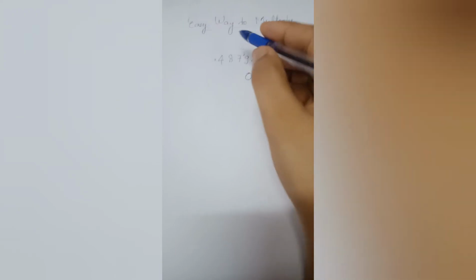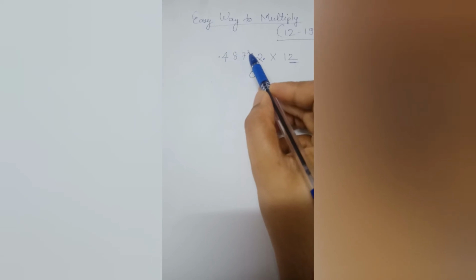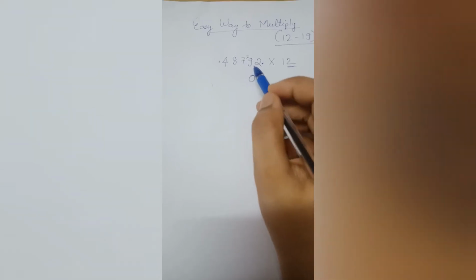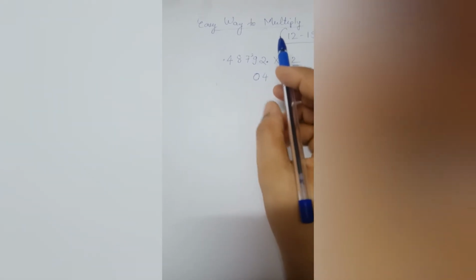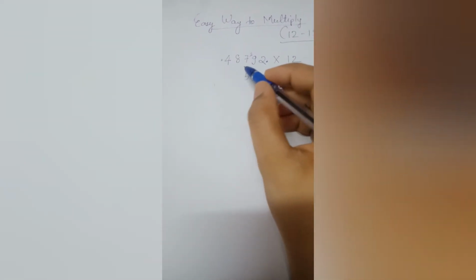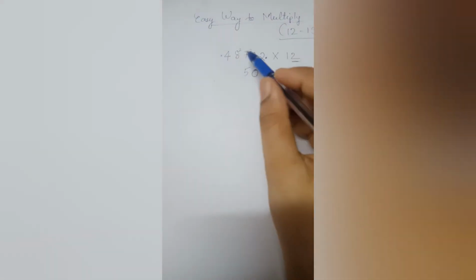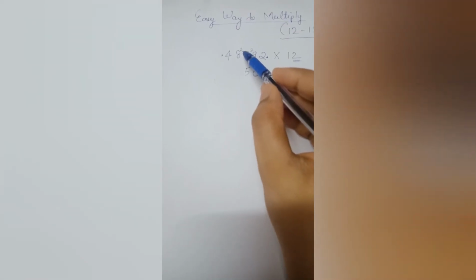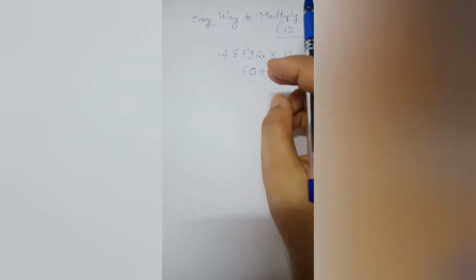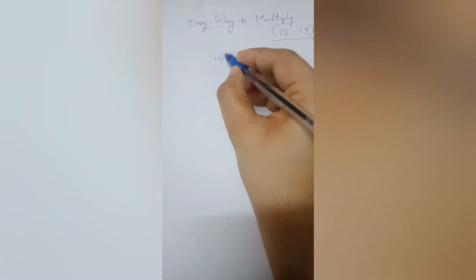In between you can write here. Now 7 2s are 14. 14 plus 2, the carry forward number, is 16. Now 16 plus 9 is 25. So 2 carry forward here. Now again 8 2s are 16. 16 plus 2 is 18. 18 plus 7 is 25. So here we have 5, and the 2 will carry forward.